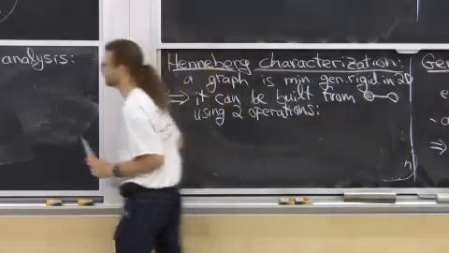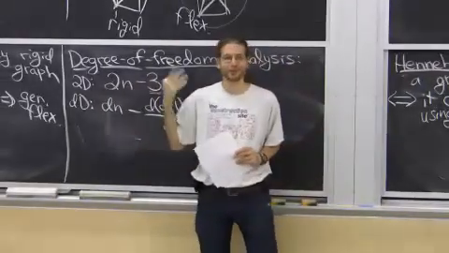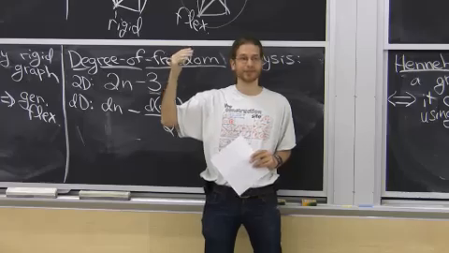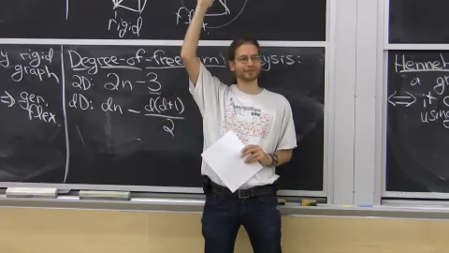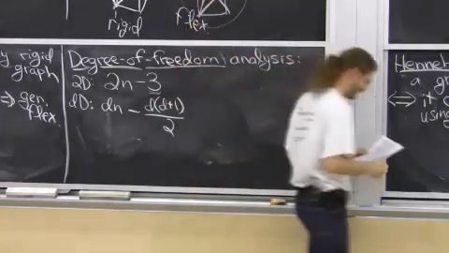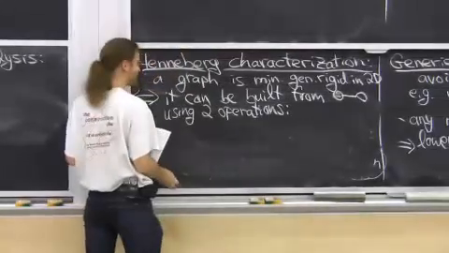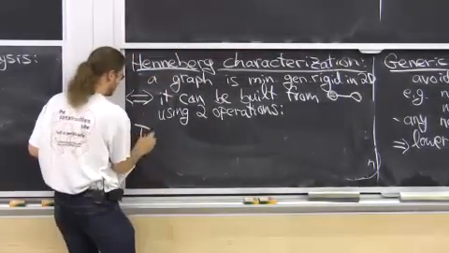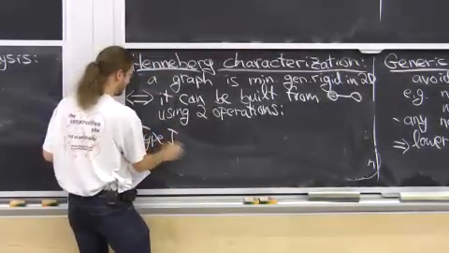Oh, by the way, maybe the reason people haven't seen 2n minus 3 is because they're used to the 3D case. There it's 3n minus 6. How many people have seen 3n minus 6? Same people. All right. Thought I'd try. All right. You guys should take structural engineering.